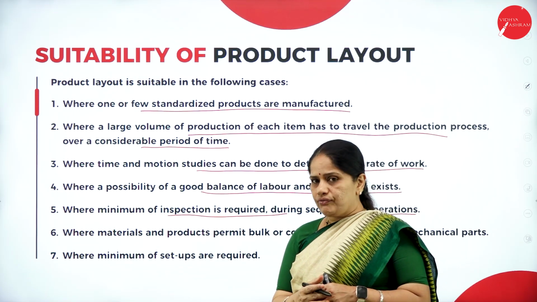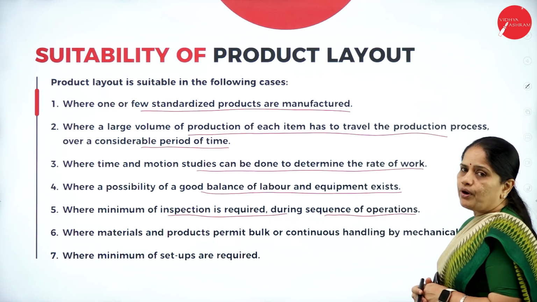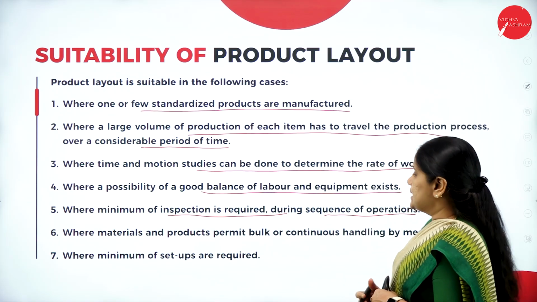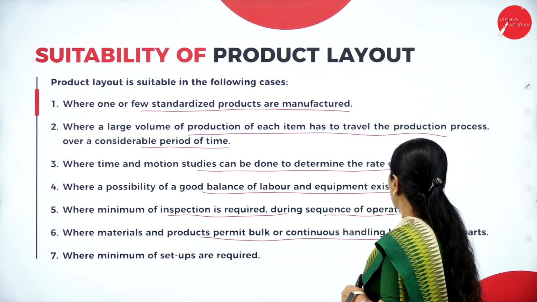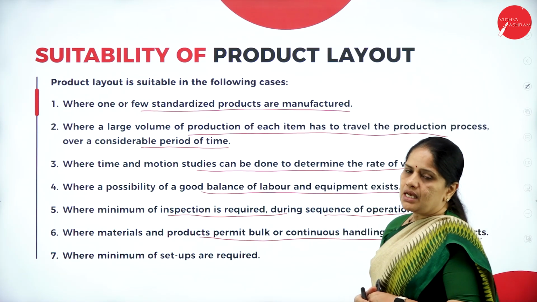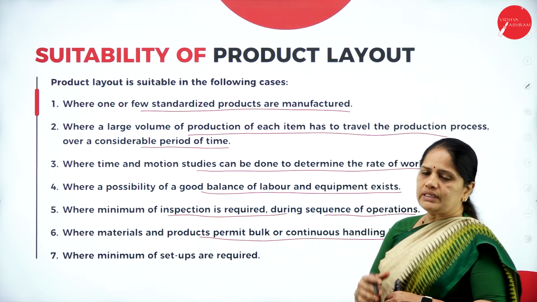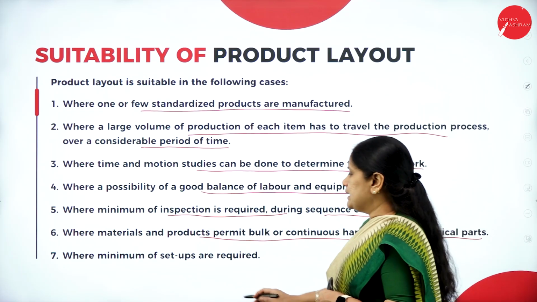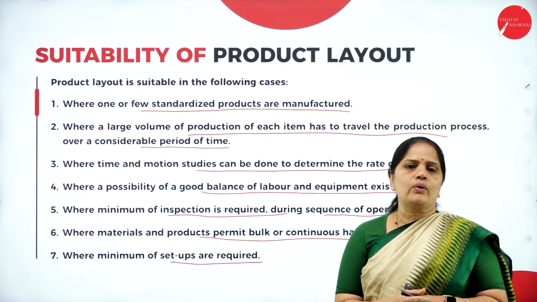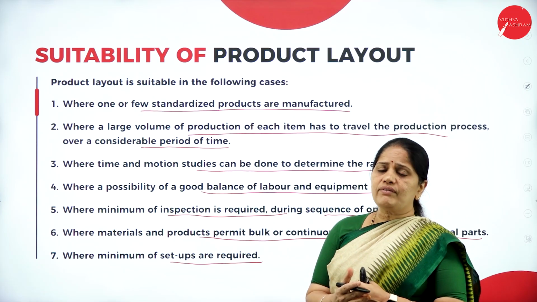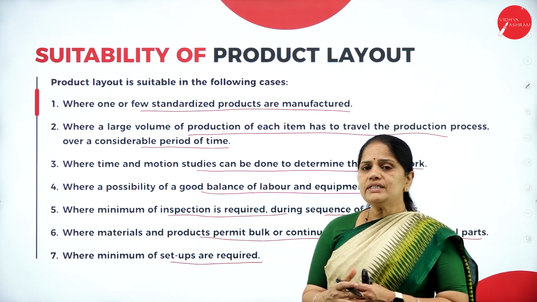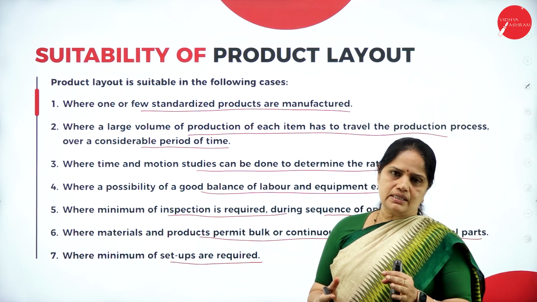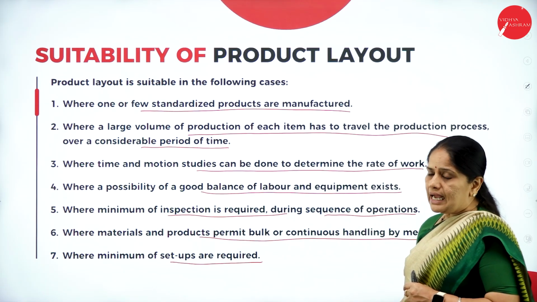There is not much inspection here in case of a product layout, because everything will be fully mechanized and there will be nothing to supervise, where materials and products permit bulk or continuous handling by mechanical means. Whatever the materials and products, they will be going into the machinery. So it will be fully mechanized, and there will be less material handling, where a minimum of setups are required. You don't need to set up the machinery every time the output is coming out. You just have to take and store the output and introduce the raw materials. That is the only work we will be doing in the product layout.